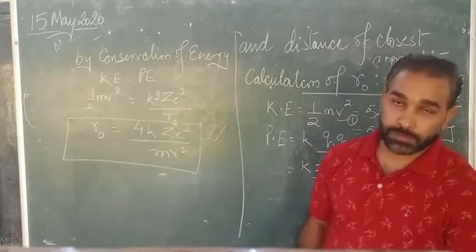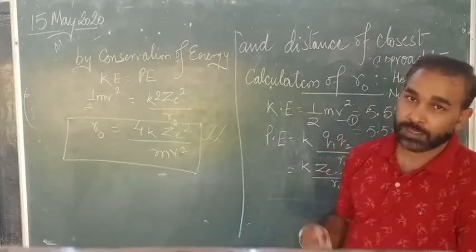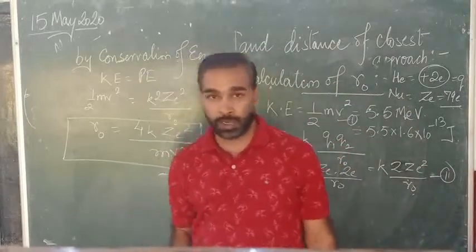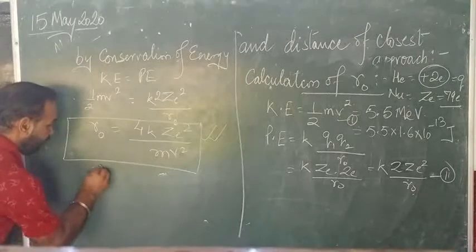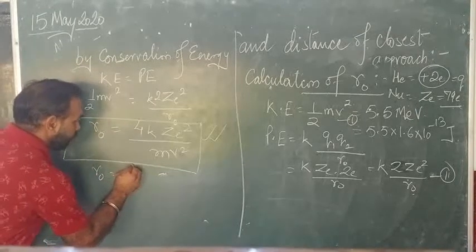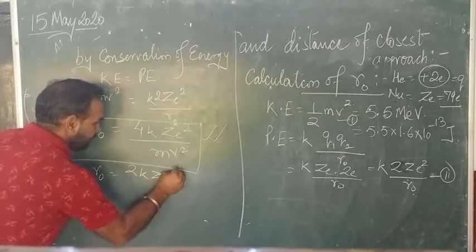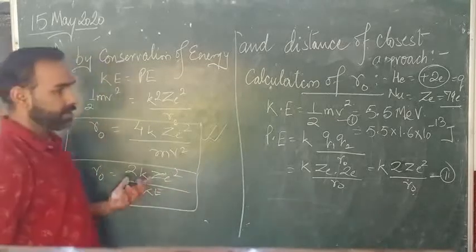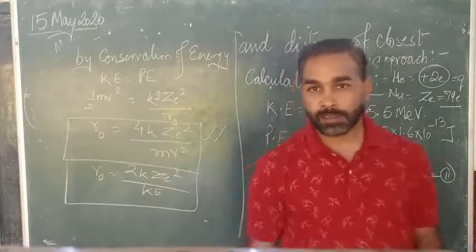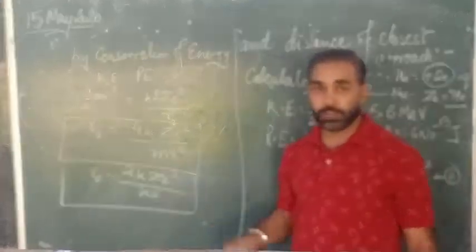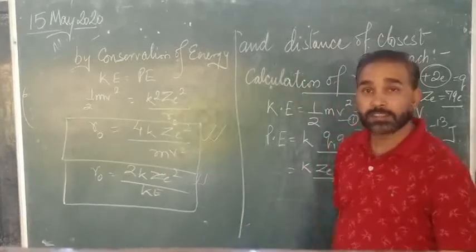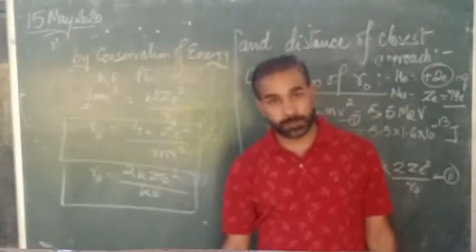If velocity and the mass of the particle, or any positive charge particle, are given to you, then you can find out r naught. If energy is given, this can also be written as r naught equals 2 k z e square upon KE. This way also you can give the expression. If kinetic energy is given, use this expression. If mass and velocity of the particle are given, use the other expression.